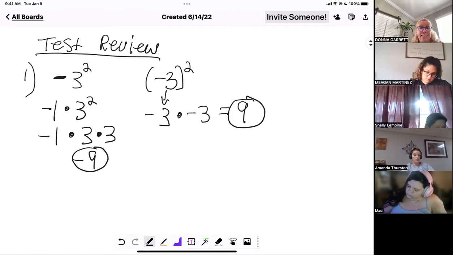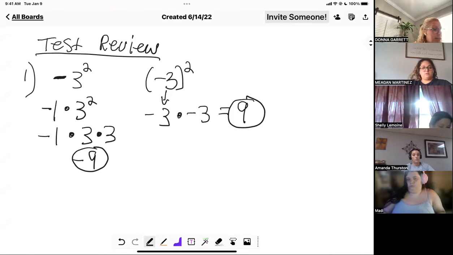So parentheses, you take whatever's in parentheses and you multiply it by itself. Without parentheses, you really have that -1 times 3 multiplied by itself. See the difference between the two? It's really, really important. You're going to have order of operation problems.